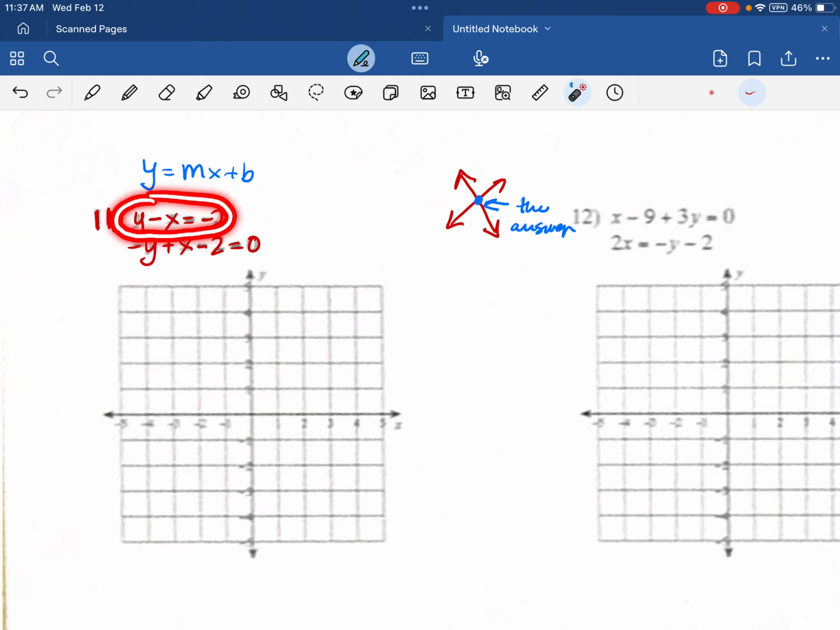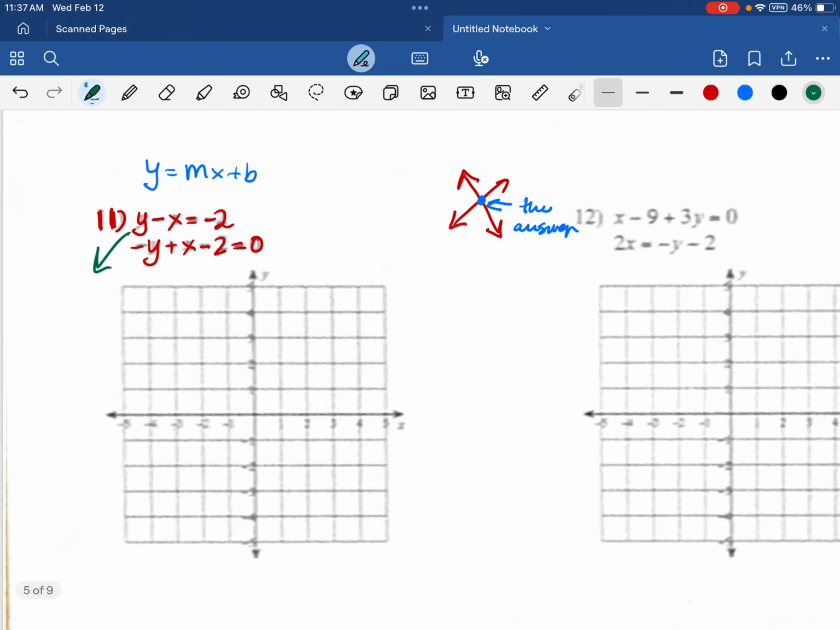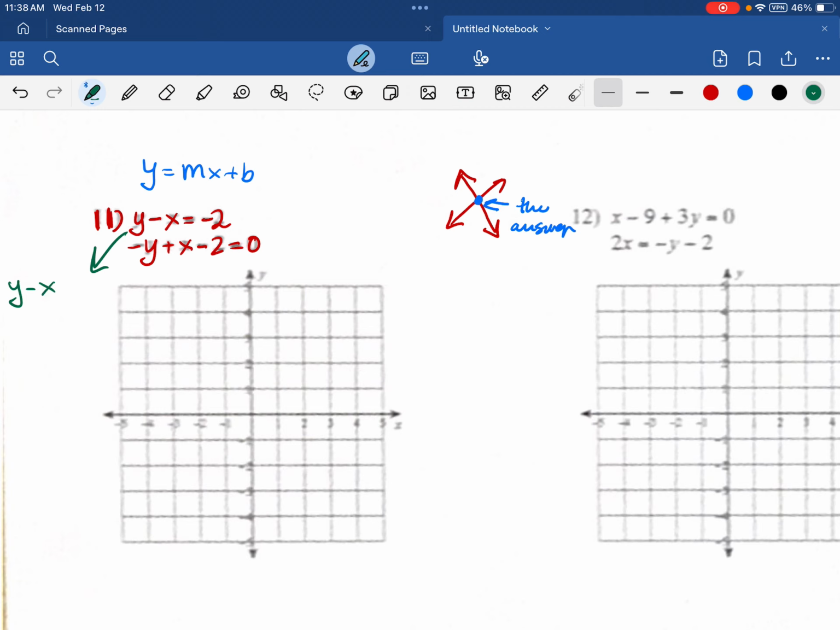I'm looking at just this first equation here. Here's the equal sign, and it appears that y is not all by itself on one side of the equal sign. We've got a negative x. To get rid of the negative x, I'm going to write this equation over here so I have a little more space: y minus x equals negative 2. I would like to get rid of this negative x so that the y can be all by itself. How do I get rid of a negative x?